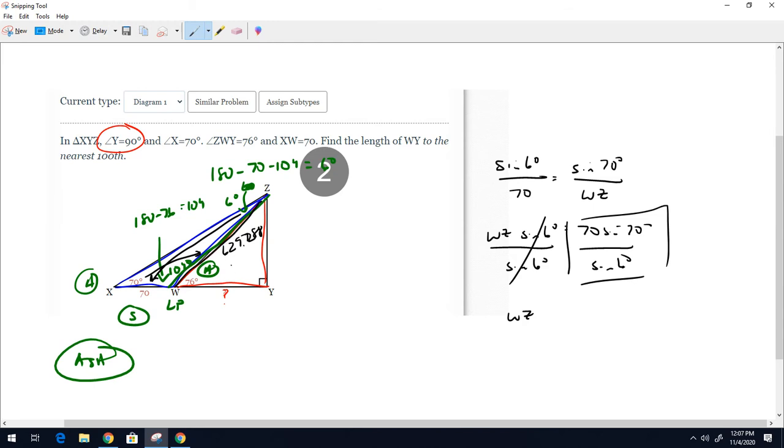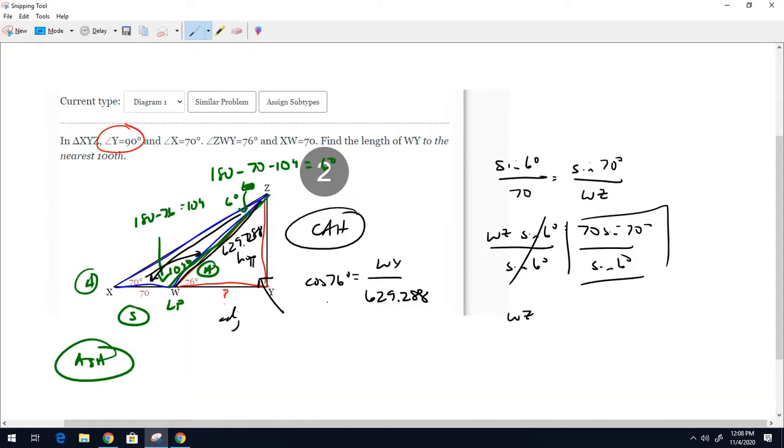So now in this right triangle, I have 76 degrees. So what 2 sides do I know? Well, I don't know the opposite, but I now know the hypotenuse. It's 629. And I want to find the adjacent. Hypotenuse and adjacent, that is cosine. Cosine of 76 degrees equals adjacent, our unknown WY, over the hypotenuse, which we just found out to be 629.288.